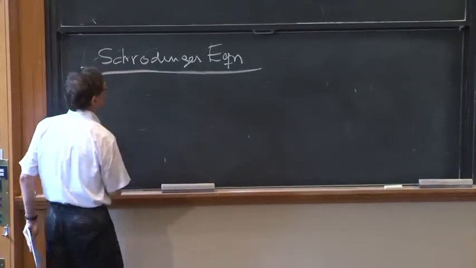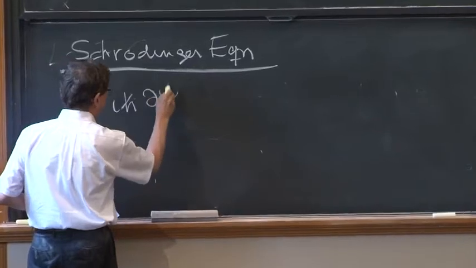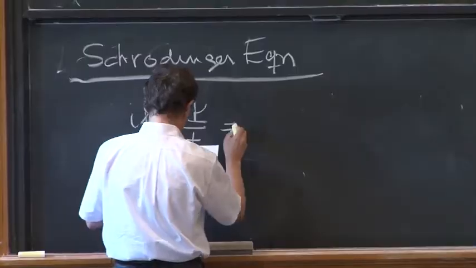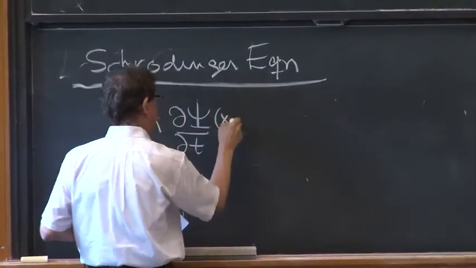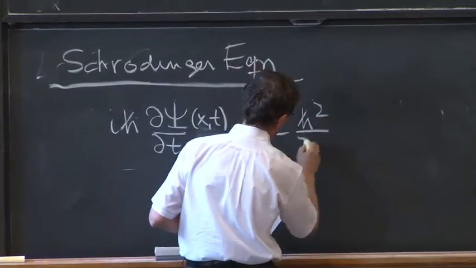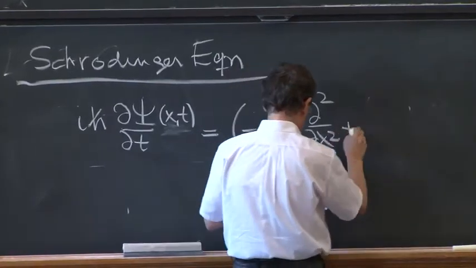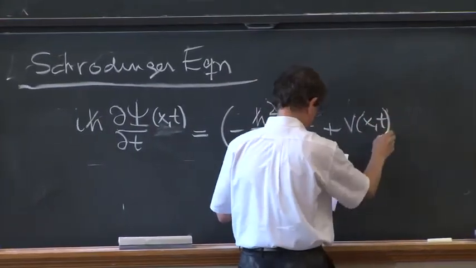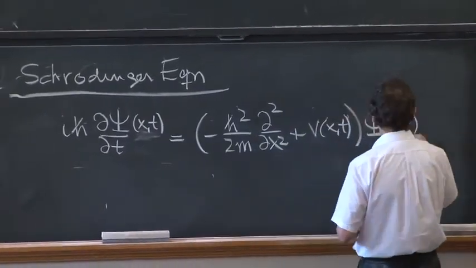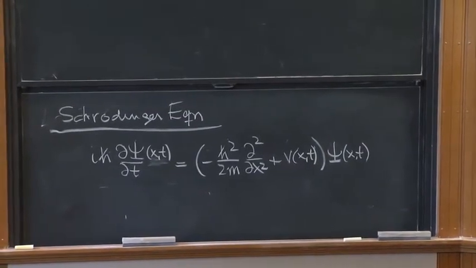So this Schrodinger equation is an equation that takes the following form. i h bar, partial derivative of this object called the wave function, that depends on x and t, is equal to minus h bar squared over 2m, second derivative with respect to x, plus V of x and t, psi of x and t. And that's a full equation. That's the Schrodinger equation.